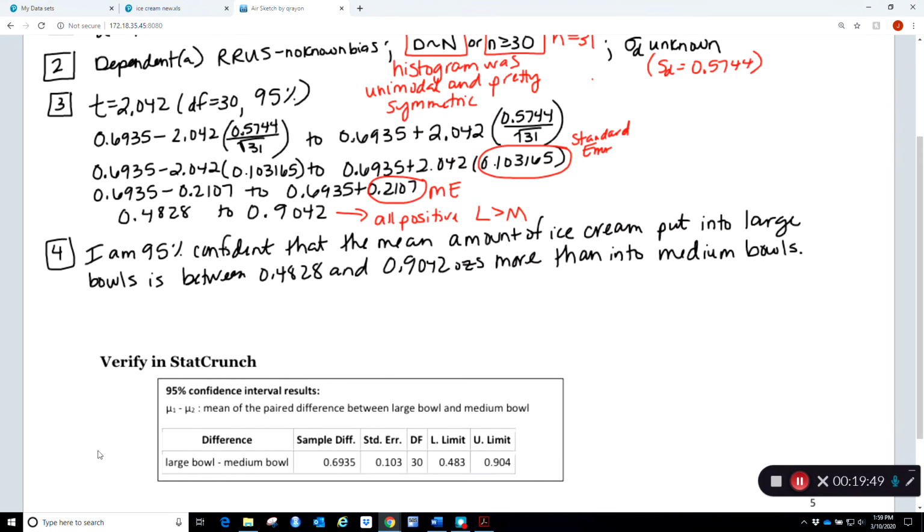In the next video, we're going to explain the StatCrunch output and demo how to get that output.